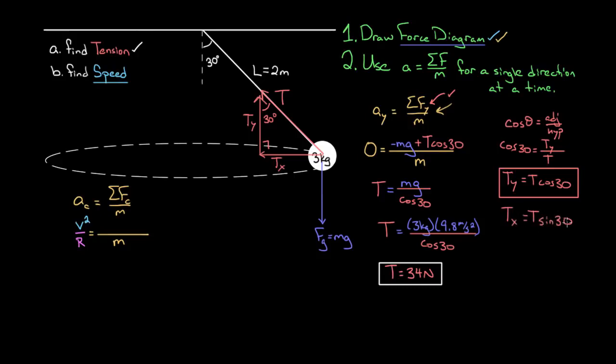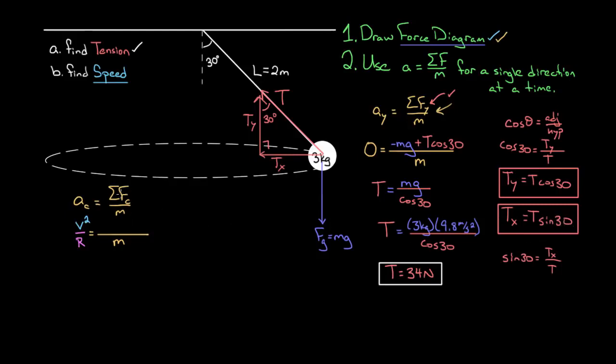And if you don't believe that, you can prove it to yourself. Think about it. This Tx component is the opposite to this angle. And for opposite, we'll use sine. So we could say that sine of 30 would be the x component, which is the opposite side, over the hypotenuse, which is T. And if you solve this for Tx, you multiply both sides by T, you indeed get that Tx is just T, the total tension, times sine 30. So we could plug that back in over here.